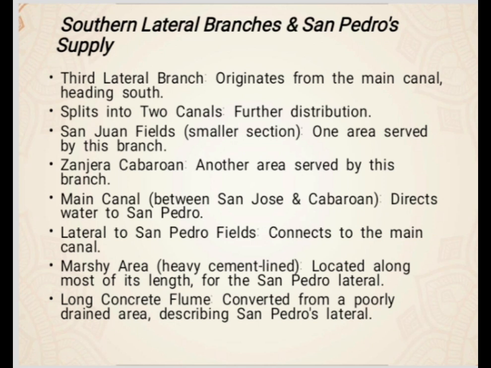The lateral to San Pedro Fields connects to the main canal, through a marshy area, heavily cement lined. As you can see, the cement line or the heavy cement line is located along most of the length of the San Pedro lateral. It is a long concrete flume converted from a poorly drained area, describing San Pedro's lateral.